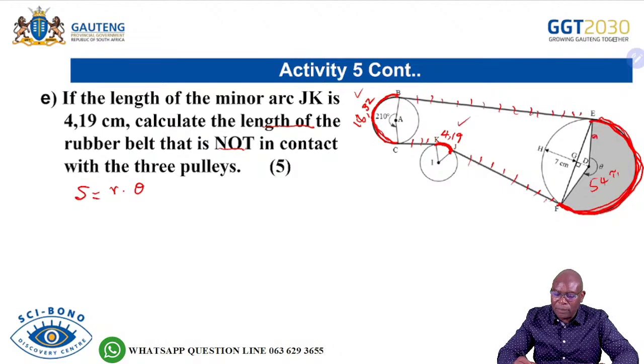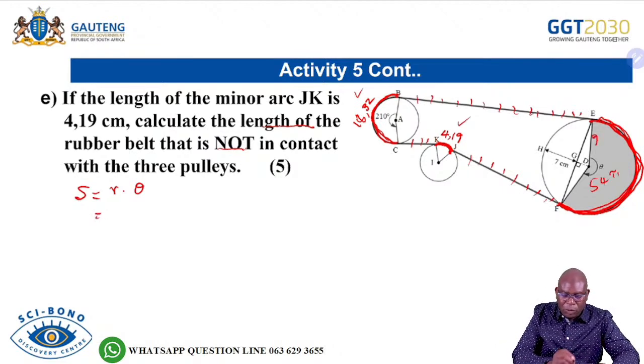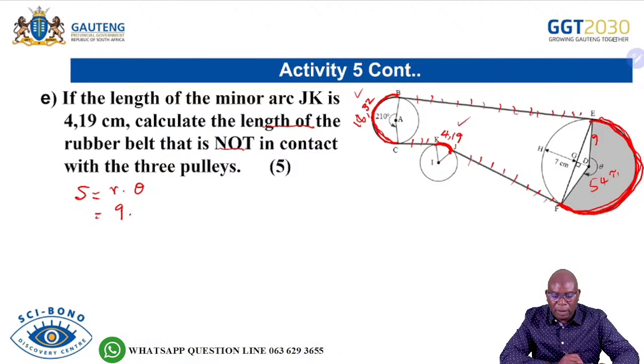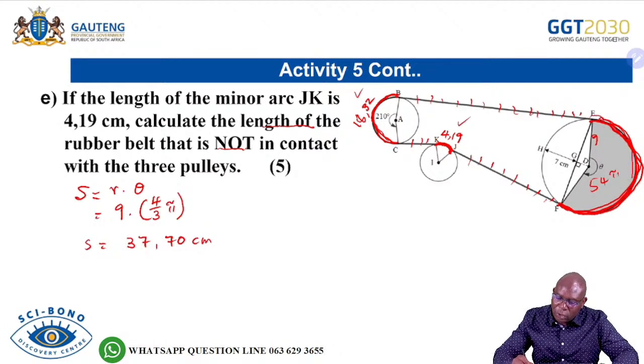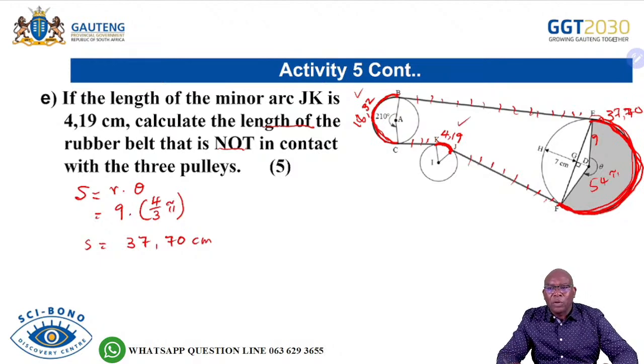I can use the RS because then I'll calculate the value of S. That I know it's 9. So now, let me use this one. So the radius is 9. The theta is going to be, remember I got the theta, which was 4 over 3 pi. Right. So I'm writing it in radians already. So the answer that I'm going to get there is 37.70 centimeters. So what is this? It is this arc length from here to there. So it's 37.70. So I have that arc length.